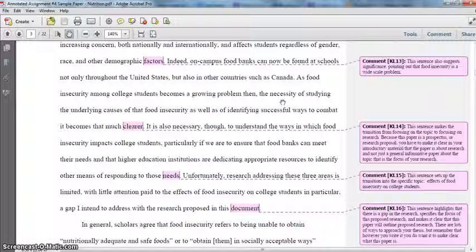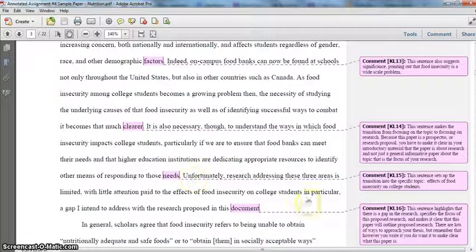So again, set up the introduction to highlight you're focusing on research about the topic, not the topic itself. Now, as we continue, I start to set up that transition into the exact topic that I want to look at. So not just food insecurity broadly, but specifically the effects of food insecurity on college students.